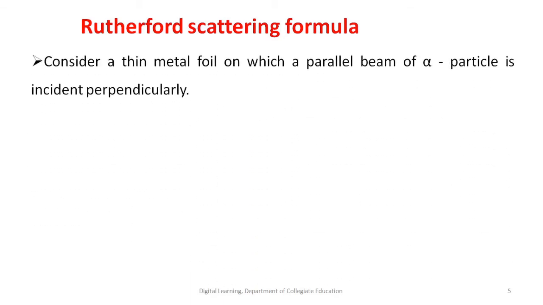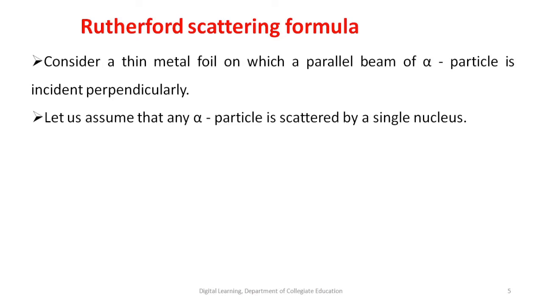Consider a thin metal foil on which a parallel beam of alpha particles is incident perpendicularly. In the previous session, we discussed how the alpha particle is incident on the metal foil. So here we are considering the same thin metal foil, and let us assume that any alpha particle is scattered by a single nucleus.